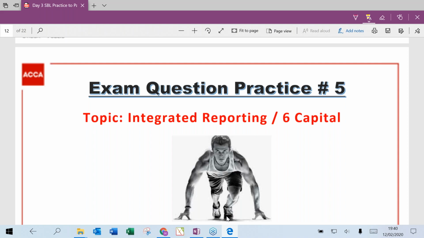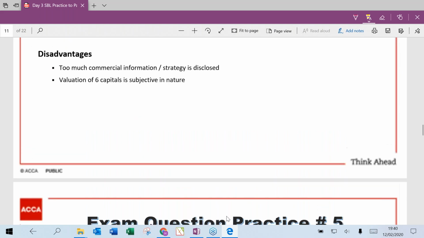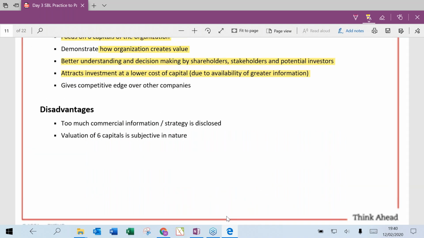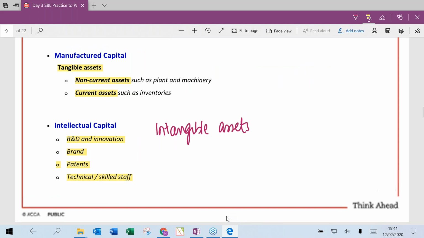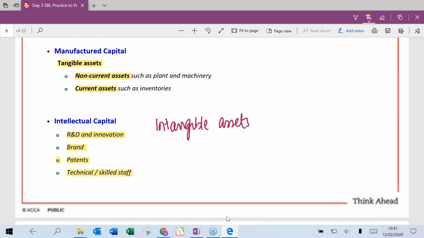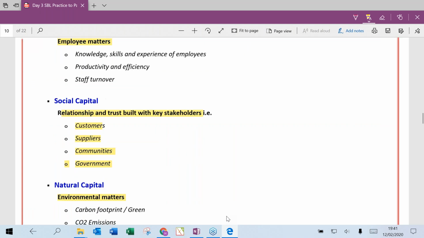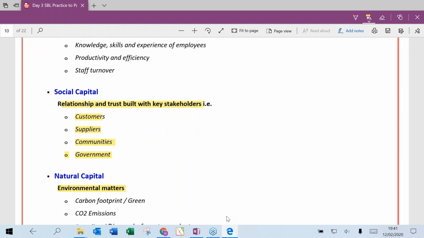Okay, so sorry, the disadvantage. The disadvantage is it's too much commercial information, strategy is disclosed, and the second disadvantage, I think I missed it: valuation of six capitals is subjective in nature. Do you understand that? Valuation of six capitals is subjective. Now, how would you value the amount of intellectual capital, or how would you put a monetary value to your social capital? So it is subjective.